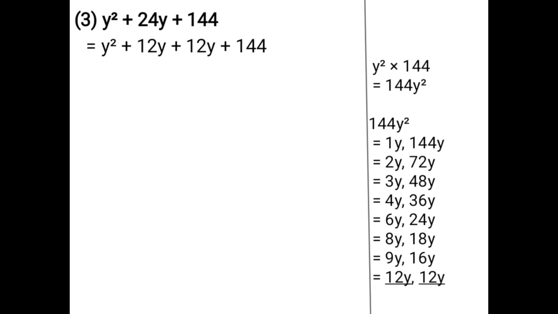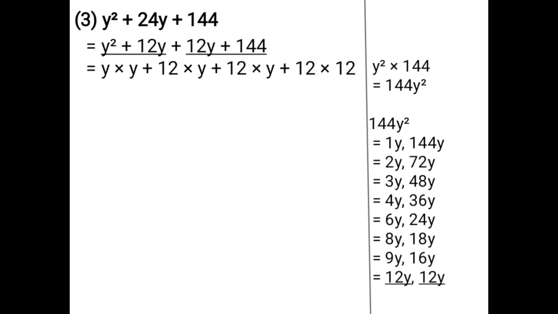You have to make the groups now. Underline it, first group and second group. Next step you have to write the multiplication form of the first group and second group, that is equal to y into y plus 12 into y plus 12 into 12. After that again you have to underline, which you already underlined and made groups in the first step.